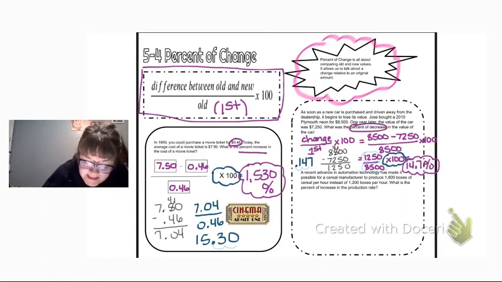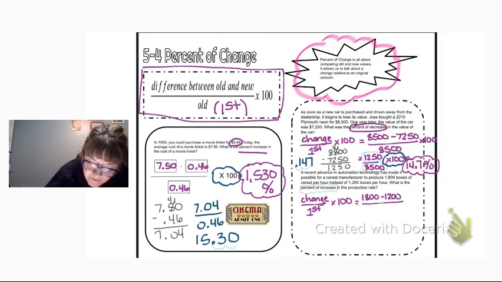Last example. A recent advance in automation technology has made it possible for a cereal manufacturer to produce 1,800 boxes of cereal per hour instead of 1,200 boxes per hour. What is the percent of increase in the production rate? So again, percent increase or percent decrease doesn't matter. We still do the change in the values or the difference in the values divided by what it was first and then times 100. So in this case, this will be 1,800 minus 1,200 divided by what it was first.